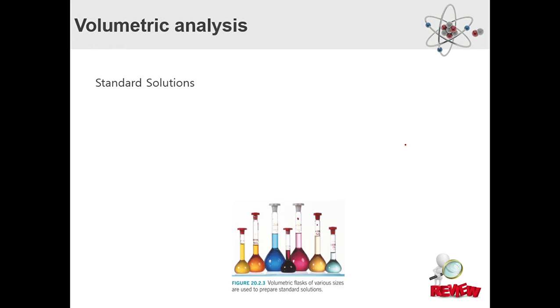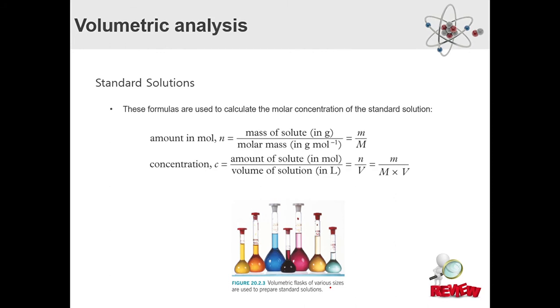Standard solutions. Hey look, pretty colors. So these formulas are used to calculate the molar concentration of the standard solution. Now, the amount in mole is the mass of solute in grams divided by the molar mass, which is little m over big M. For the love of God, if you don't remember that by this point, I'm going to scream. And the concentration is the amount of solute in moles divided by the volume of solution in liters, which is n divided by V, or big M, little m divided by big M times volume.